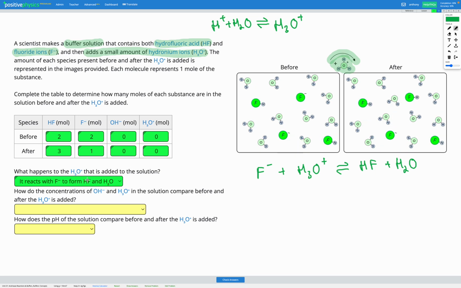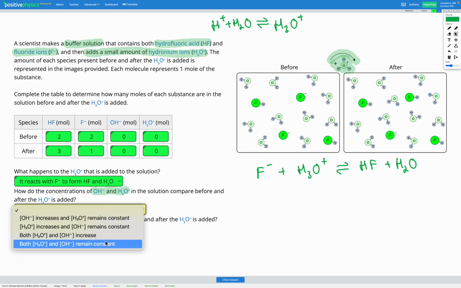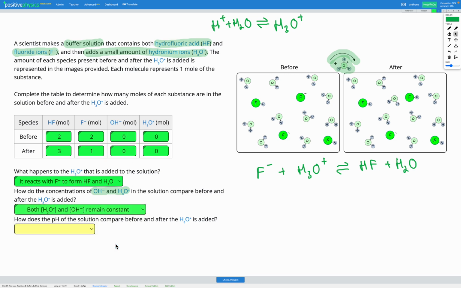We're asked again how the concentrations of OH minus and H3O plus in the solution compare before and after we add a little bit of H3O plus. We can see they're both 0. They remain the same. So both of them remain constant.